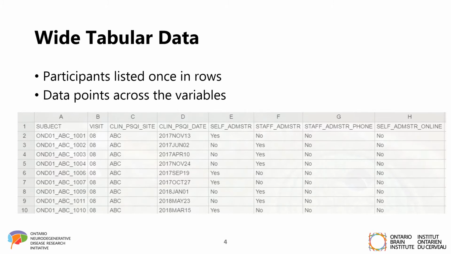For example, from the clinical platform, demographic data are an example of wide tabular data, since each participant is listed at most once down the rows, and each piece of demographic information about the participant occupies a single cell.